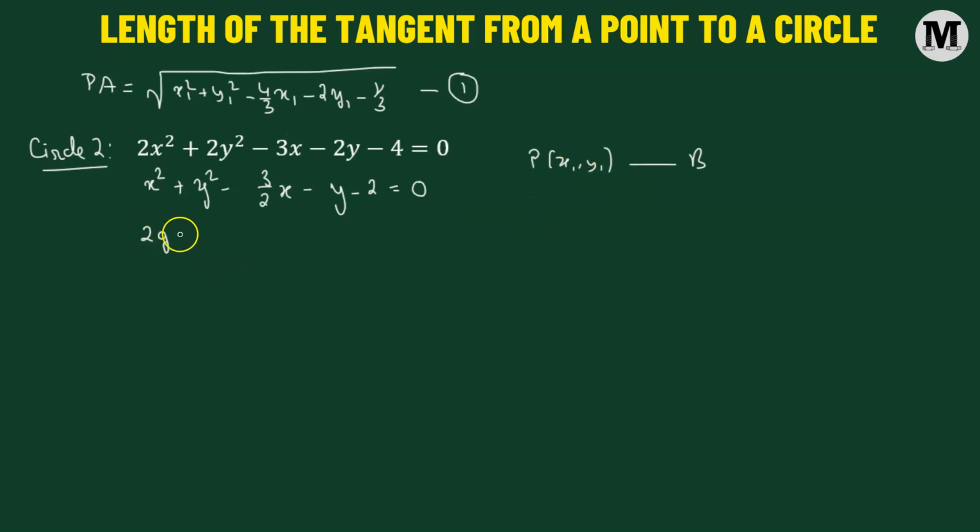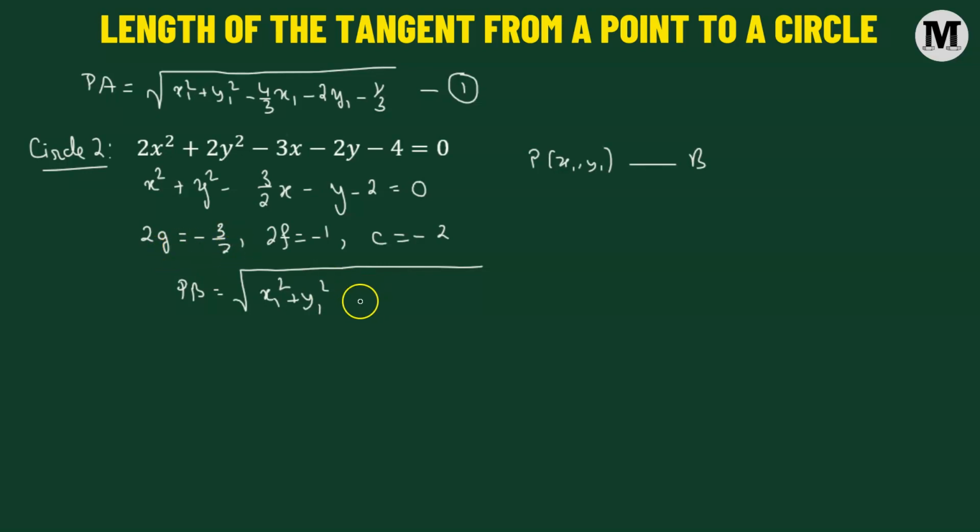So here we have 2g equals -3 over 2, 2f will be equal to -1, and the c value will be -2. So that means the length of PB is going to be equal to, we'll take the square root, x1 squared plus y1 squared, then plus 2g x1. So 2g is -3 over 2, so we have -3 over 2 x1, then added to 2f y1. So here 2f is -1, so we have -y1 minus the c value, which is 2. So let's call it number 2.